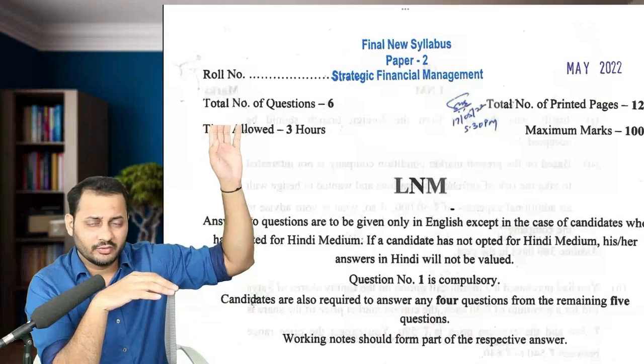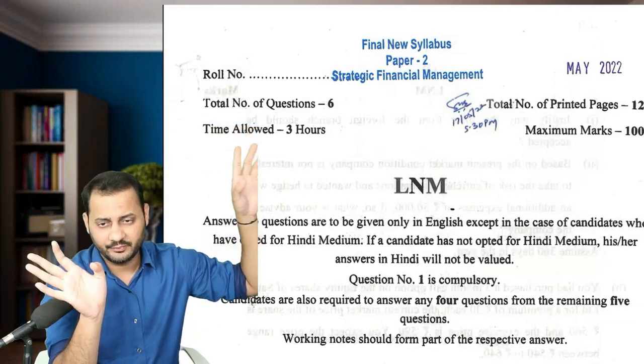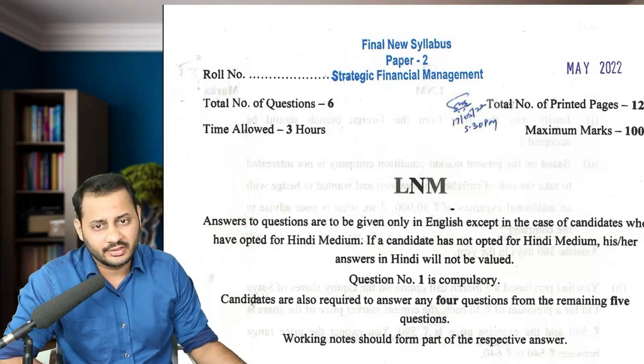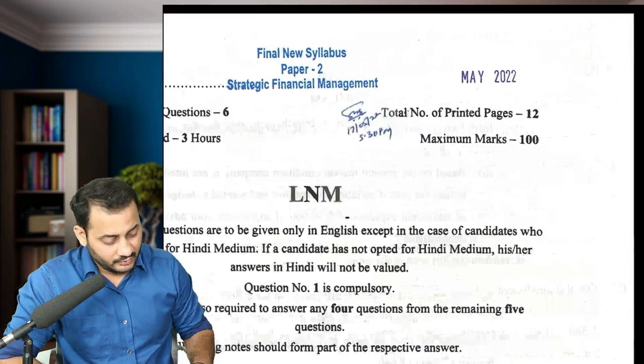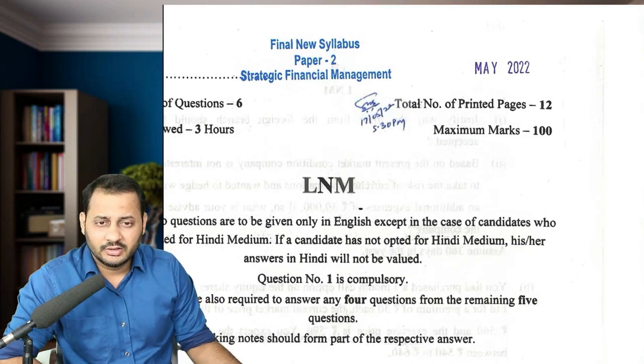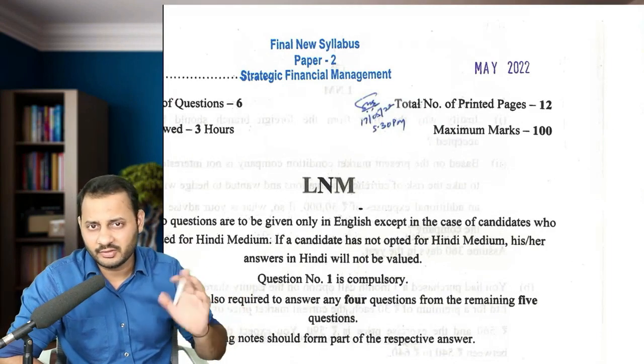You will have to write down your roll number here. There will be a total of 6 questions here, and you are allowed to solve it in 3 hours maximum time. Total number of printed pages 12, maximum marks 100. The number of printed pages may change according to your attempt. It may be 13, 14, or 10 or 11, like that.